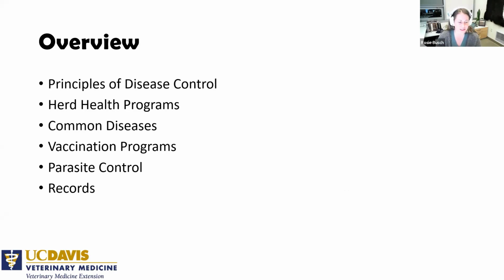We're going to talk about the basic principles of disease control. Once we understand this, we can start applying these principles to various different diseases. Then we'll talk about herd health programs and how to approach those. We'll give some examples of common diseases that we encounter, what vaccine programs might look like in sheep and goats, and then we'll talk a bit about parasite control and keeping records.